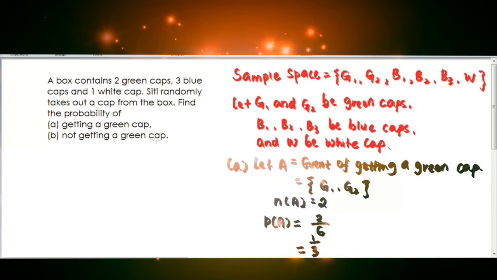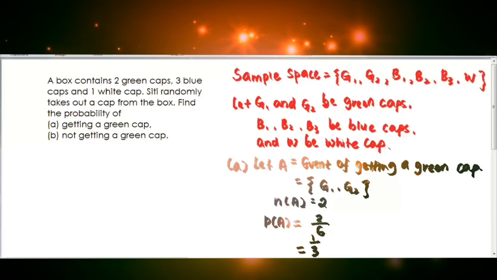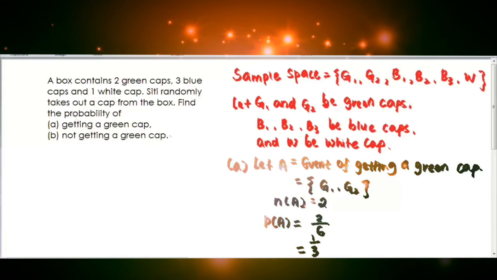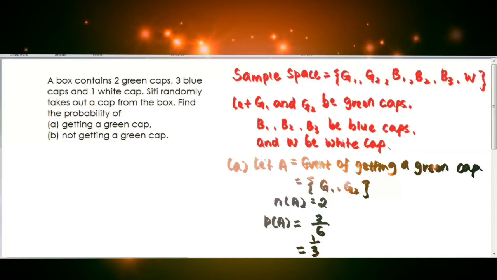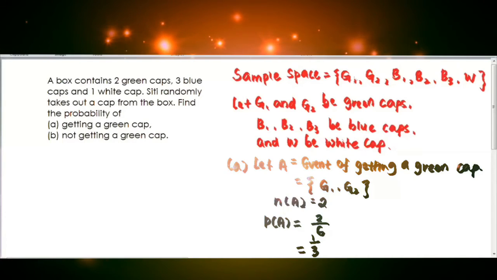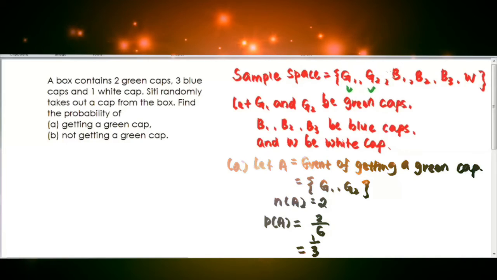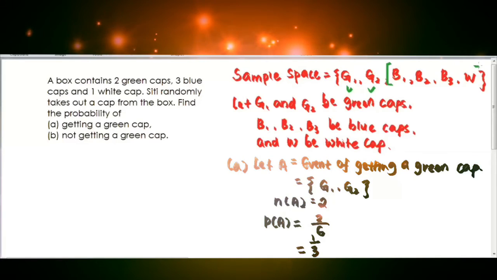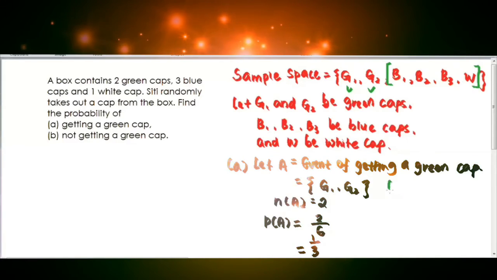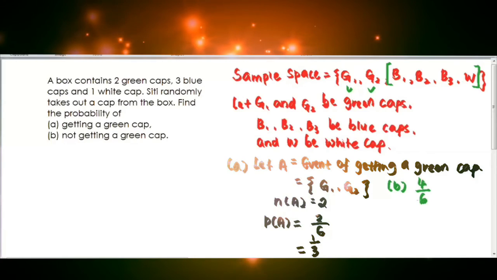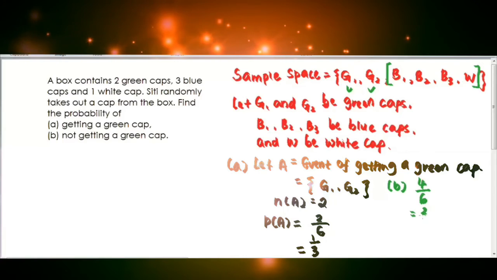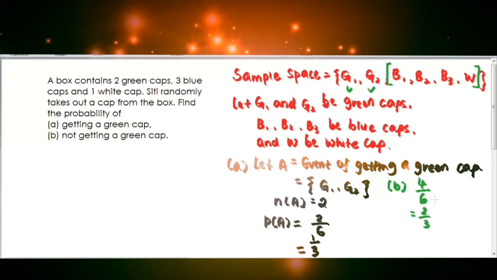Not getting a green cap. As we know, the probability of a green cap is 1/3, right? So we can use the alternative method. We can use this formula to find not getting a green cap. Which one? This one, the complement of the green. So we can use this method. 4/6, so 2/3 is the probability of not getting a green cap.